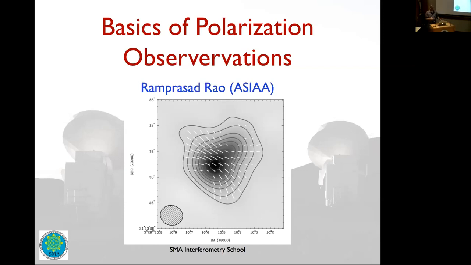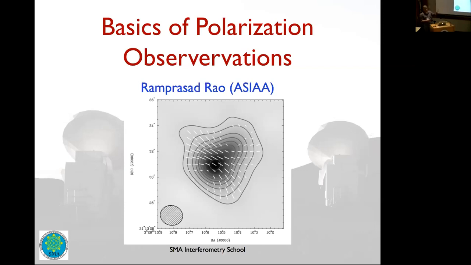My name is Ram, and I hope you are all sufficiently caffeinated because it's going to be polarization time. I've been working on polarization for a long time, and the SMA has been a key instrument for polarization. Without the SMA, it wouldn't be a stretch to say that a lot of the ALMA observations you see right now would not have taken place, because the SMA was a pioneer. And this was one of the first objects we did. I'll talk a little bit about it later.